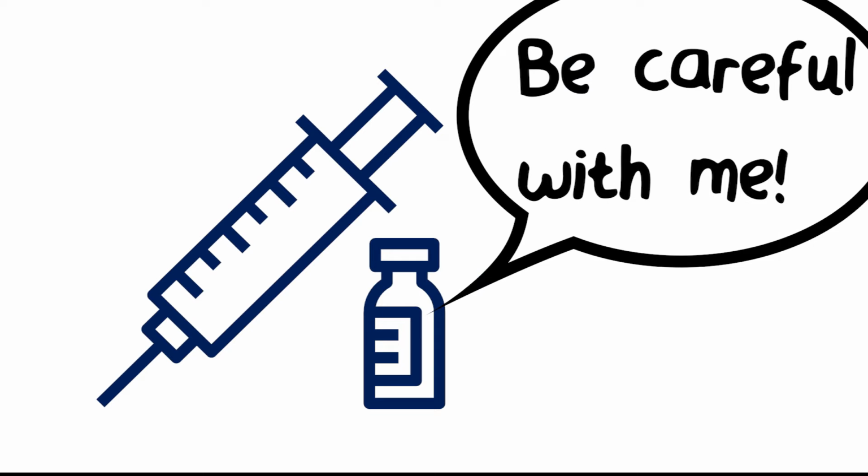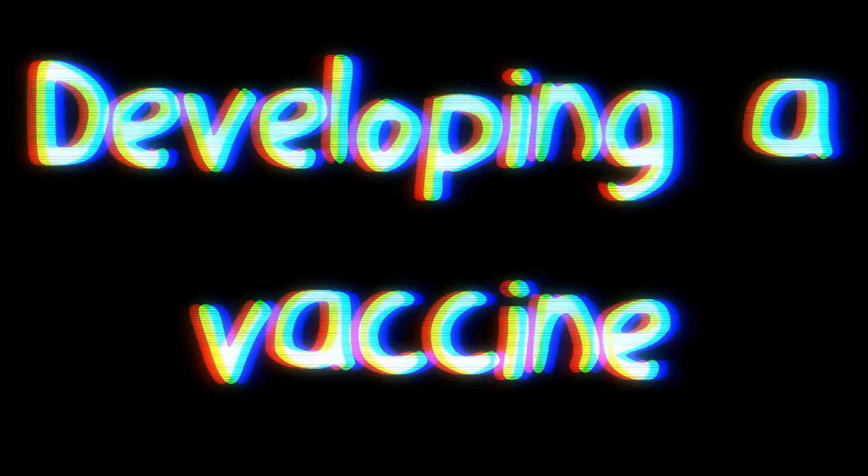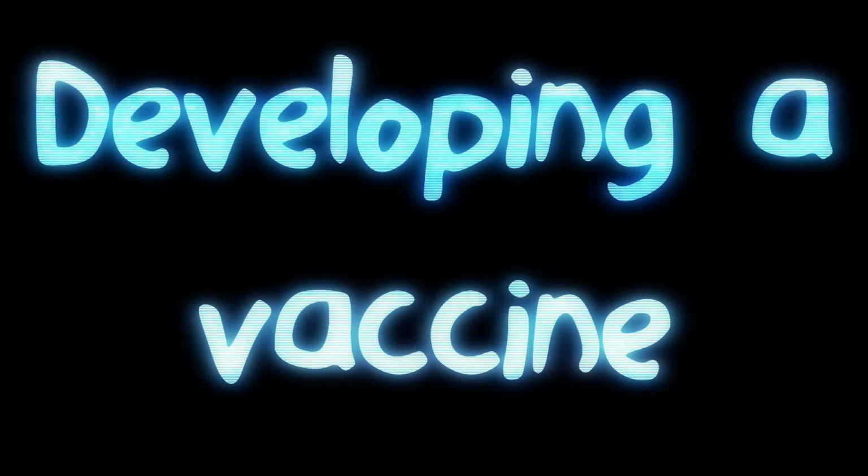Vaccines are known to help us, but if done wrong, they can be dangerous. In this video, we will discuss the process of developing a vaccine and the many stages that researchers go through to test the safety and effectiveness of a vaccine.